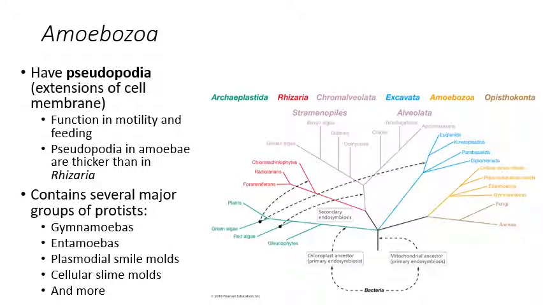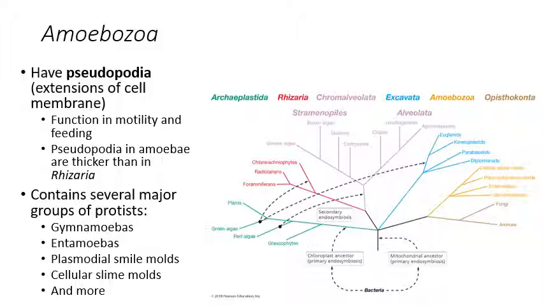The last supergroup of protists that we'll talk about is the amoebozoa, which also have pseudopods similar to the Rhizaria. The difference is that the pseudopods of amoebozoa, or amoebas, are bigger and thicker than in Rhizaria, which have really narrow, thin pseudopods. But the function is the same: they're used to move the cell around and to help the cell eat.